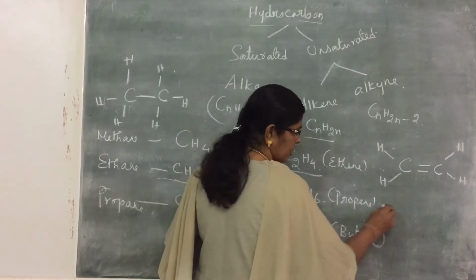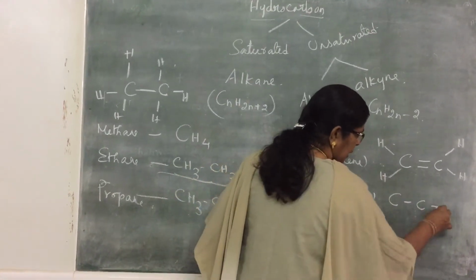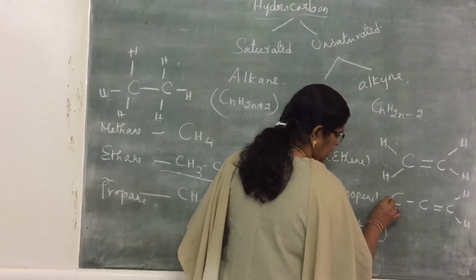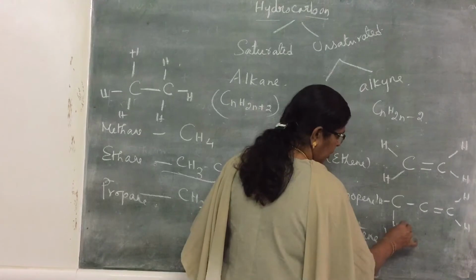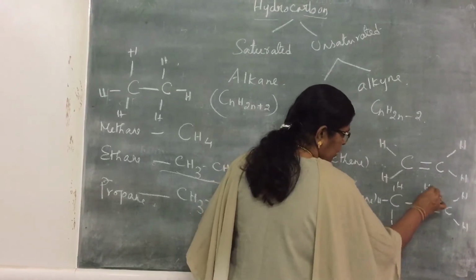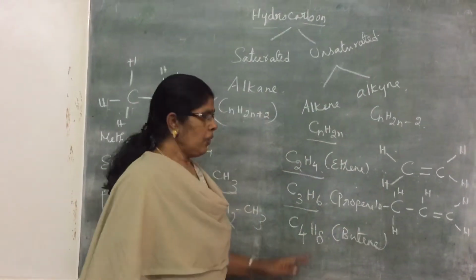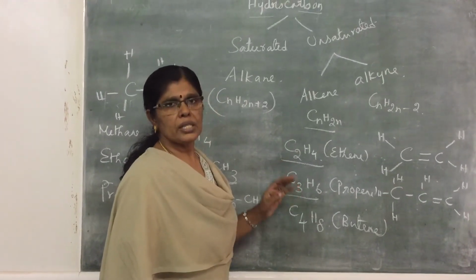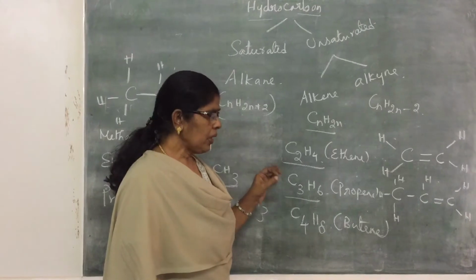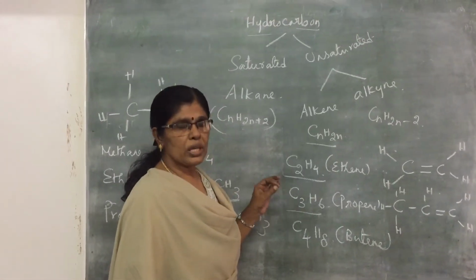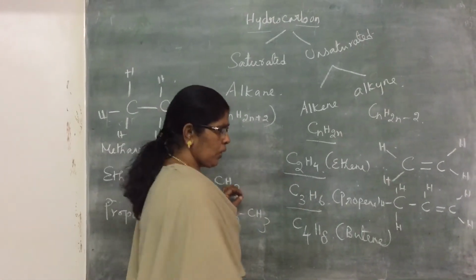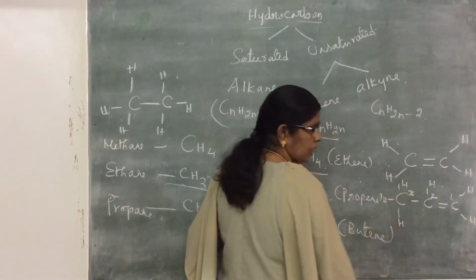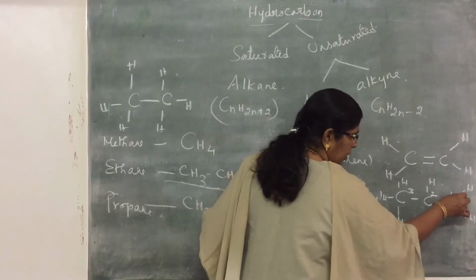And propene, what's the structure for propene? The formula is C3H6. You can draw C double bond C, with hydrogens attached. Whenever you draw a structure, you have to remember only one thing: carbon valency is 4. Wherever you write the structures, you have to check the valency of each carbon. Here this is the first carbon, the second carbon and the third carbon.